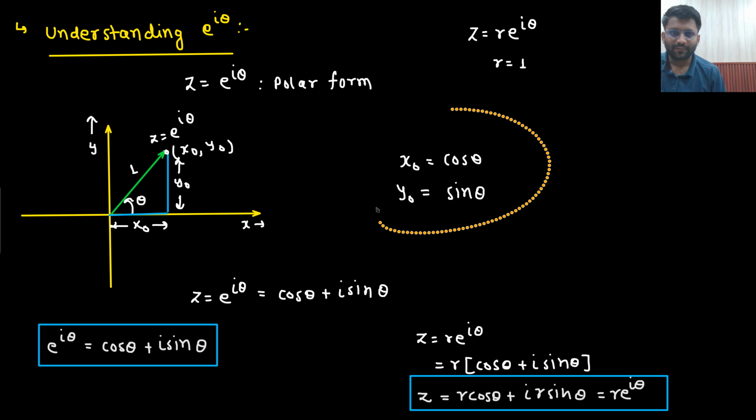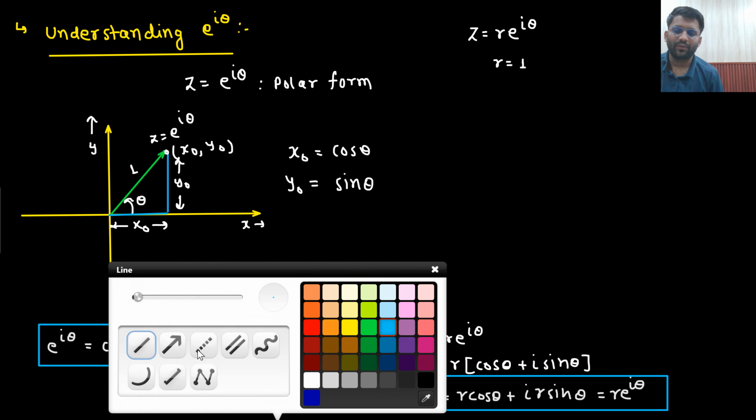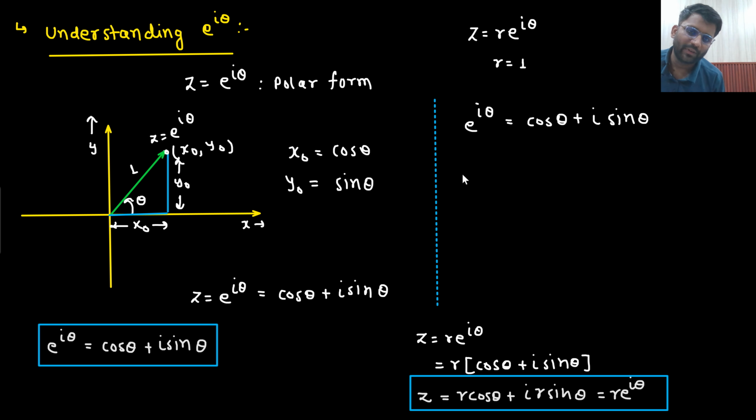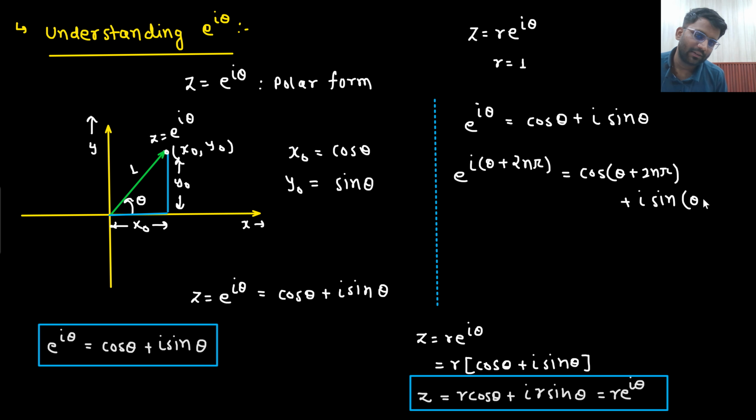Now let's see one more thing. What we have seen: e to the power iota theta is nothing but cos theta plus iota sin theta. Now let me know one thing. In place of theta, what am I putting? Theta plus 2 n pi, where n is an integer. So what will I get? Cos of theta plus 2 n pi plus iota sin of theta plus 2 n pi.